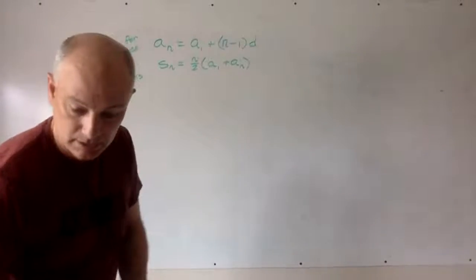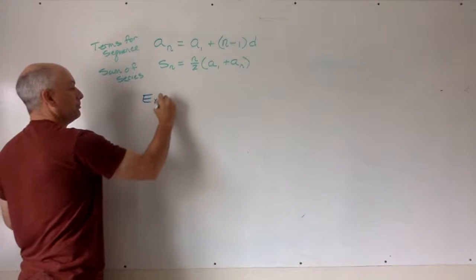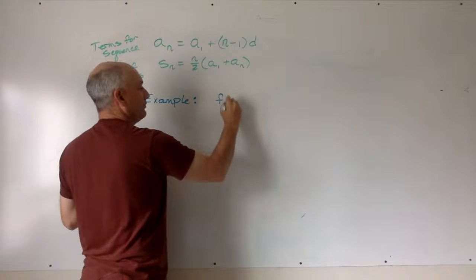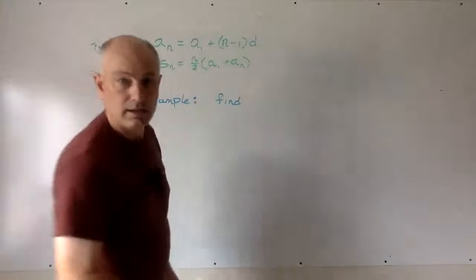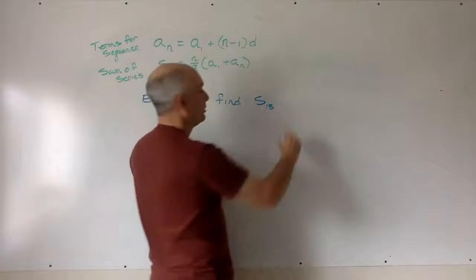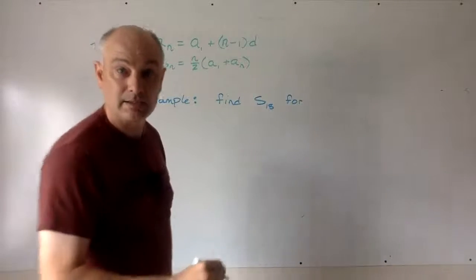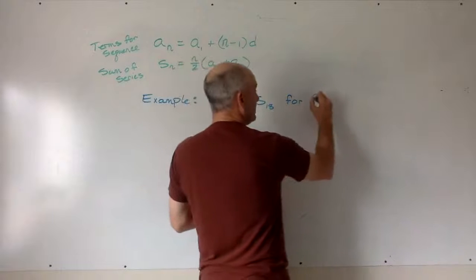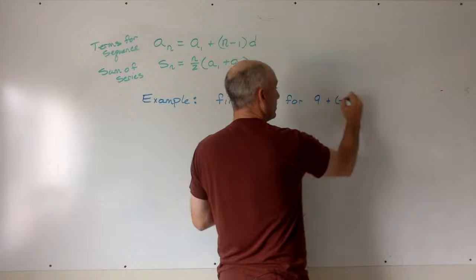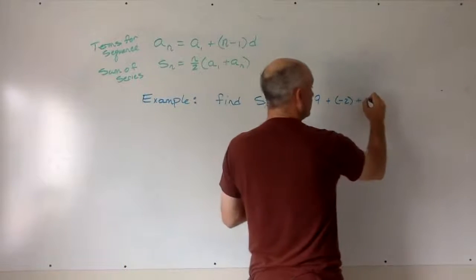Here's an example. Let's say, if we start looking at some examples, let's say it asks us to find S sub 18 for this particular sequence. Let's say they give us 9 plus negative 2 plus negative 13.